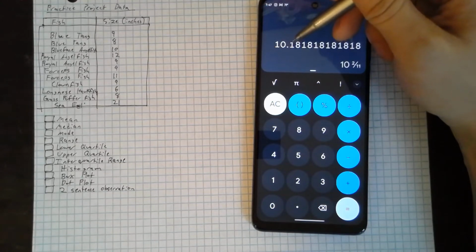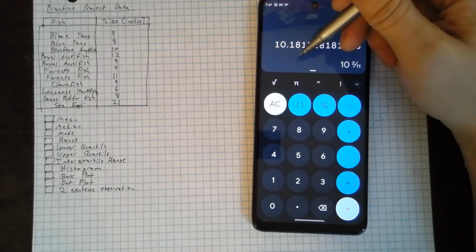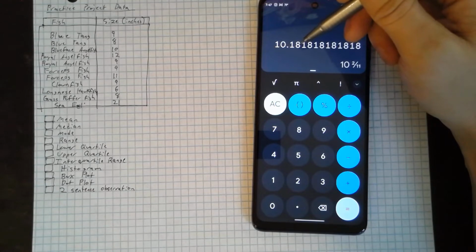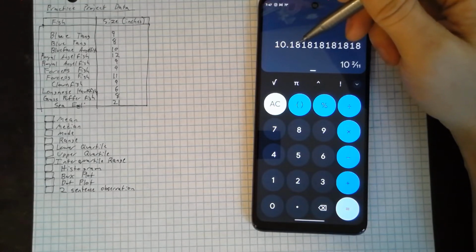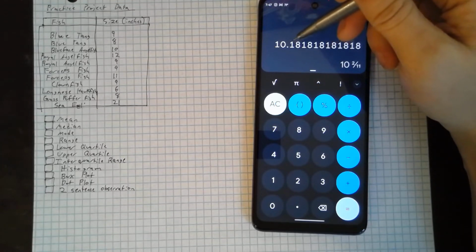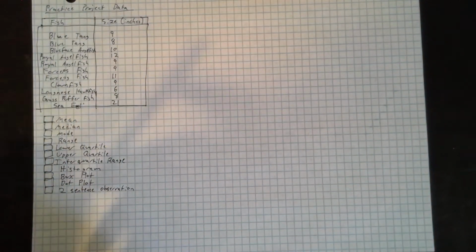So when I'm rounding to 1 decimal place, I have to look at the number beside it. And using this number, I have to decide if I round up or down. So is this closer to 10.10 or is this closer to 10.20? Well, since this number next to the 1 is a 5 or more, we're going to round up. So this is going to become 10.2 as my mean.